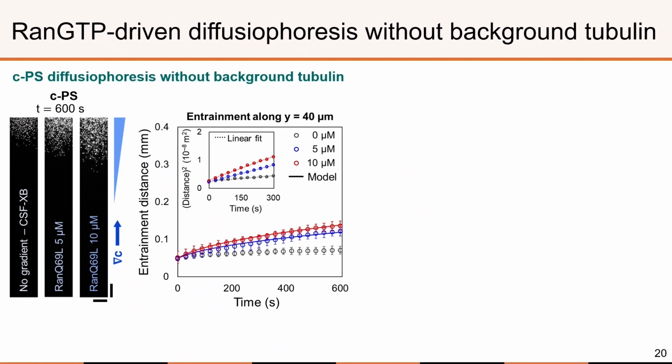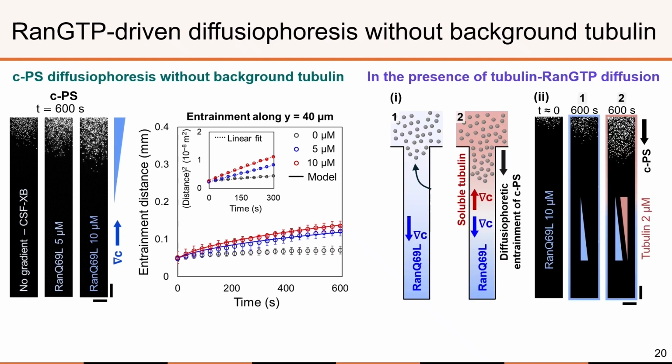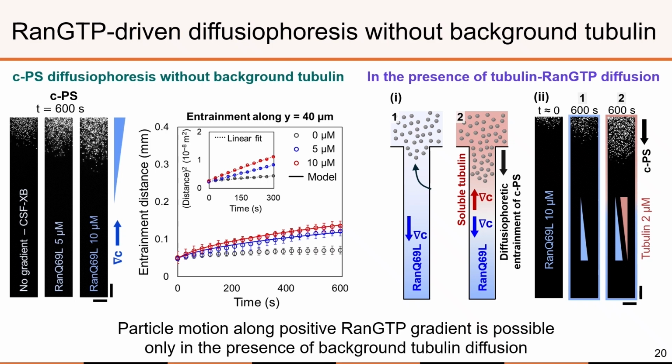To rule out the microtubule depolymerization, we use polystyrene particles and examine the directionality of RanGTP-driven diffusiophoresis of negatively charged particles. Without any background tubulin, the negatively charged particles always migrated down the gradients of RanGTP, and only in the presence of the cross-diffusion of tubulin and RanGTP in the background, the particles migrated up the RanGTP gradient. This is why the microtubule diffusiophoresis shows the two-direction behavior and little concentration dependence along the RanGTP gradients.